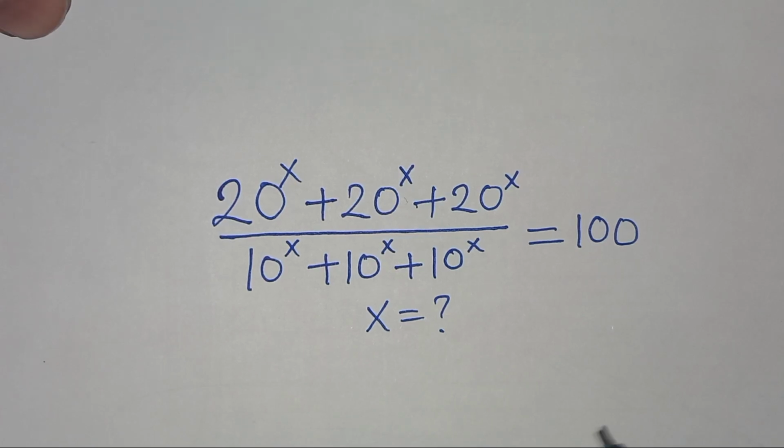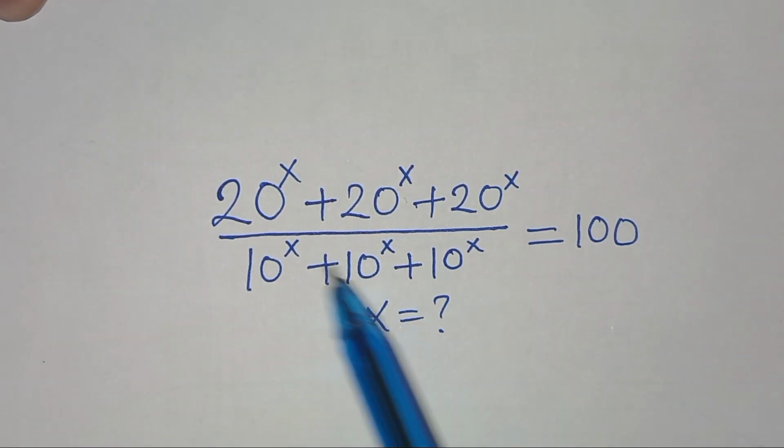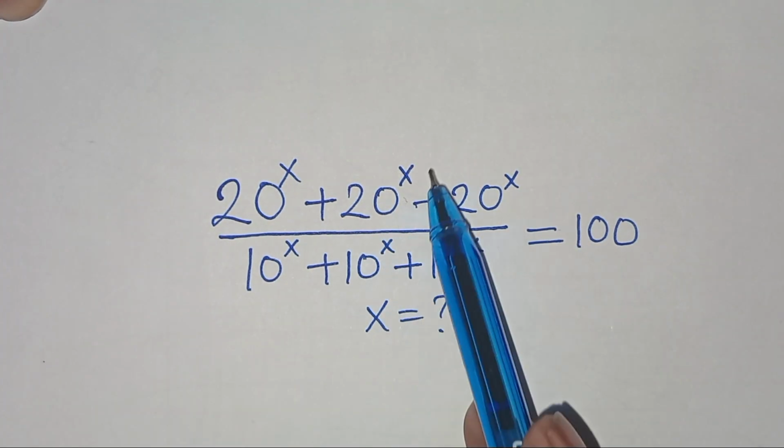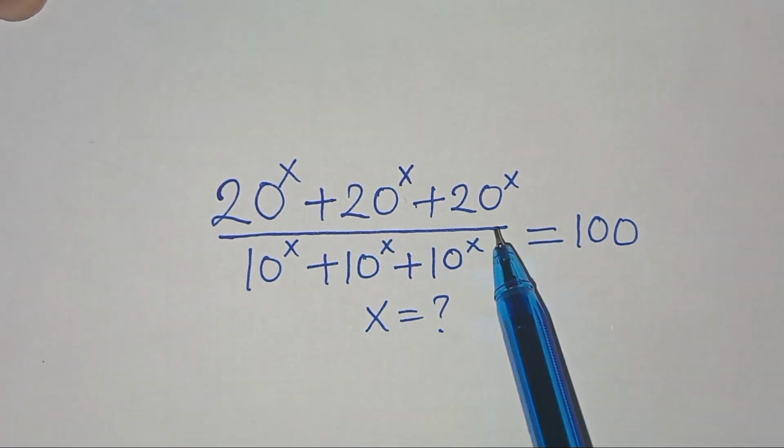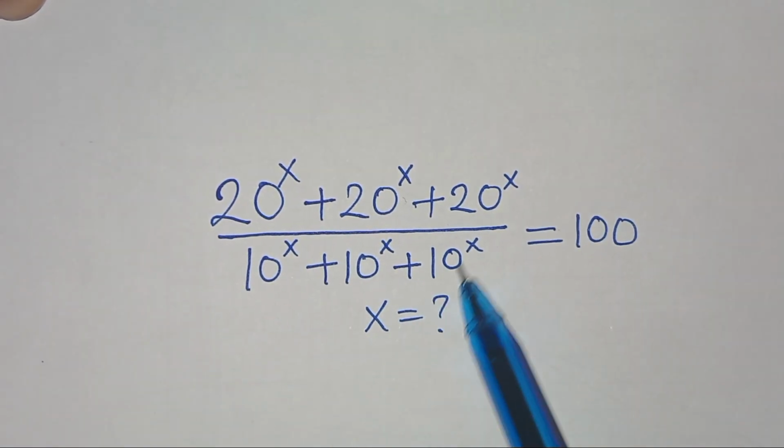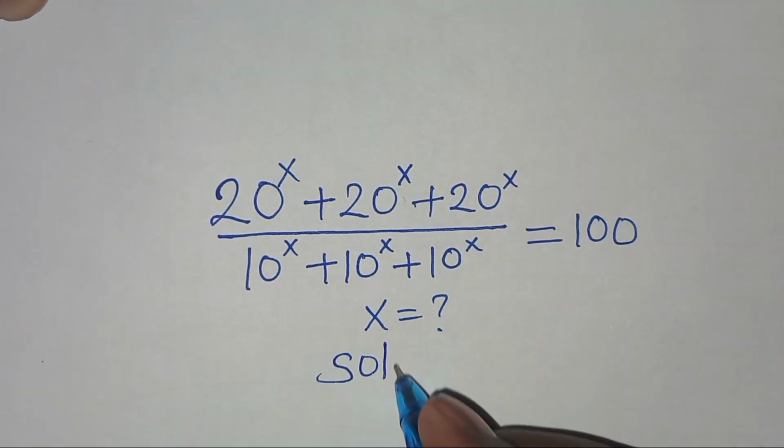You're welcome to solve this nice exponential equation: 20^x + 20^x + 20^x divided by 10^x + 10^x + 10^x is equal to 100. So what is the value of x? Solution from here.